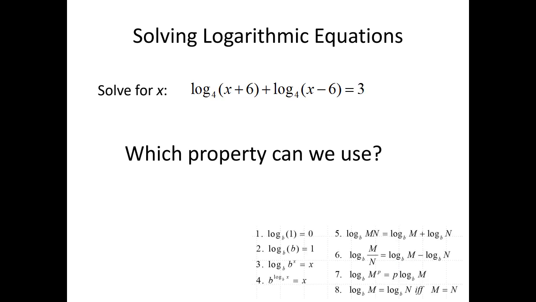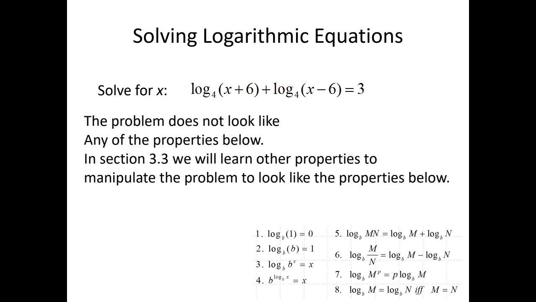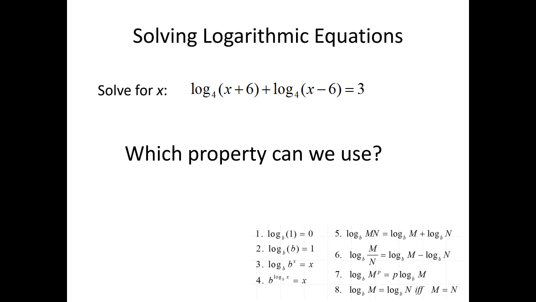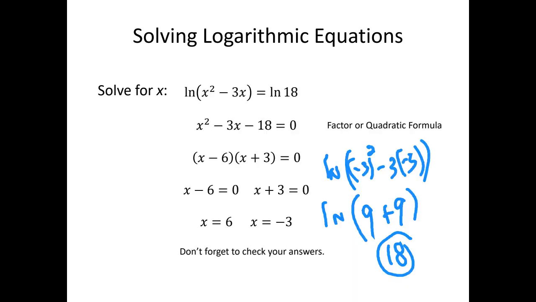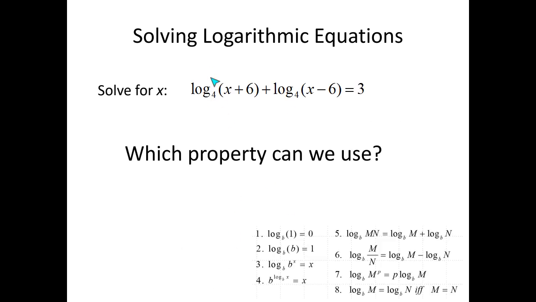Let me go back. Okay, so here I have log base 4 of x plus 6 plus log base 4 of x minus 6 is equal to 3. So this problem is a little different because it doesn't look like this where I have one natural log on one side and another on the other. Now it has two natural logs on the left side and a number on the right side.